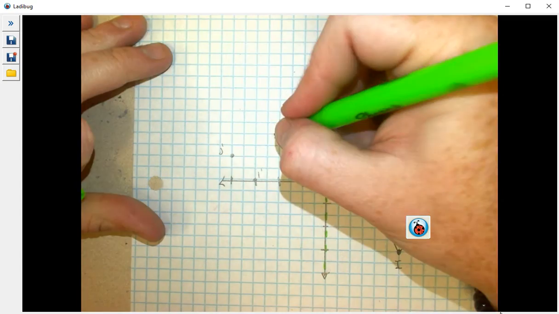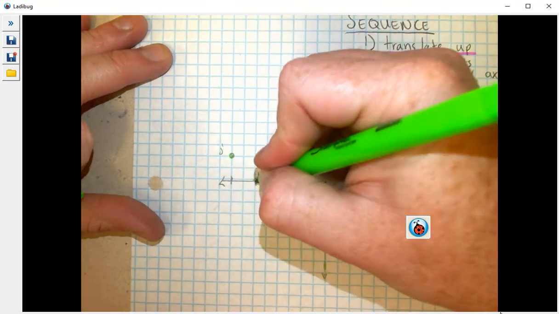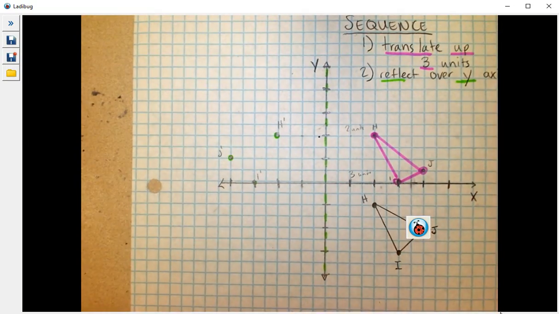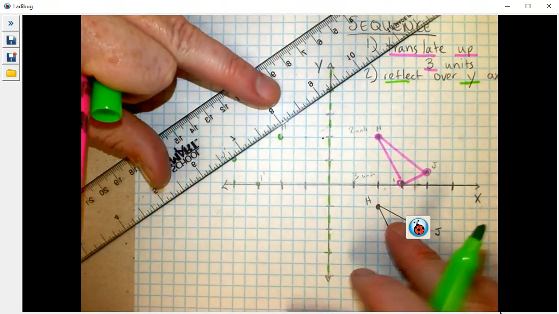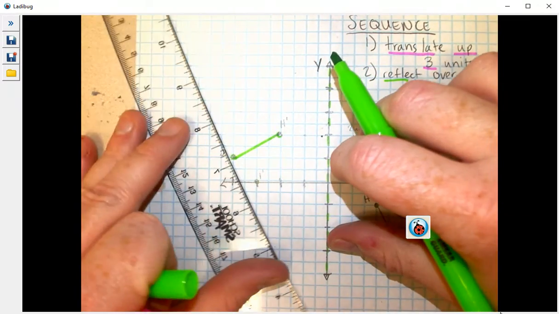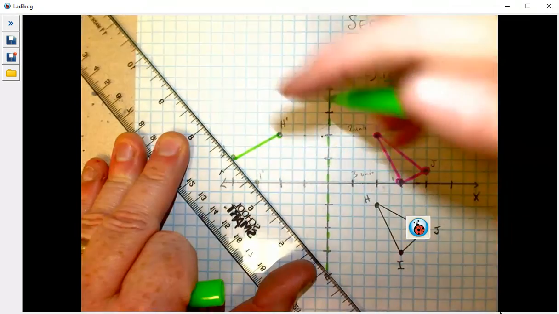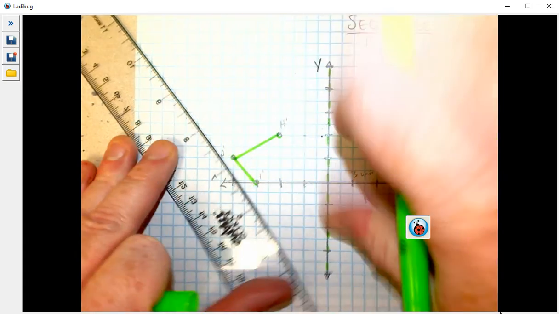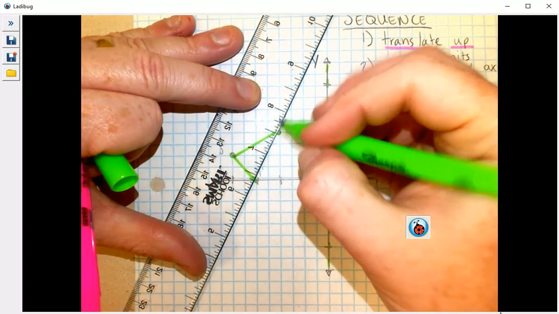So since I'm going to label this green, here is our image after the reflection. It's the same size and the same shape. It is just in a different location, the mirror image over our line of reflection, which was the y-axis.